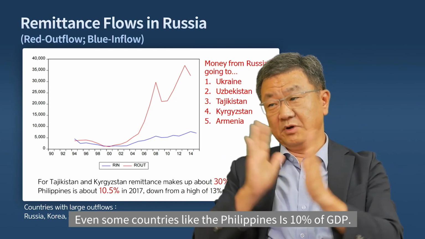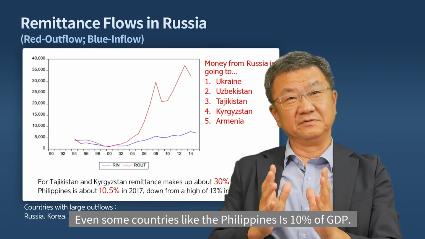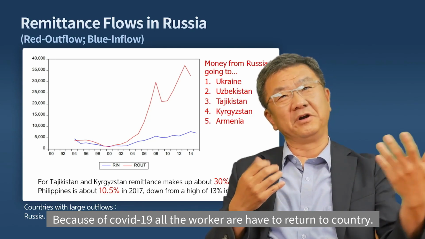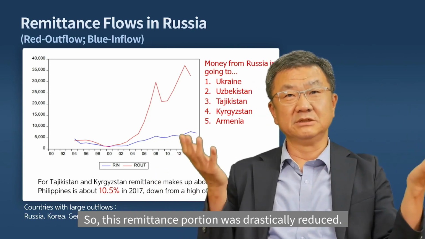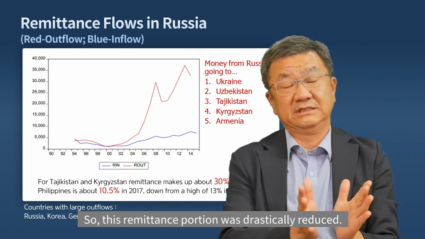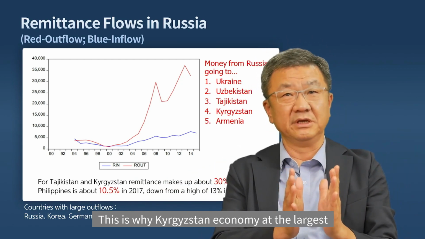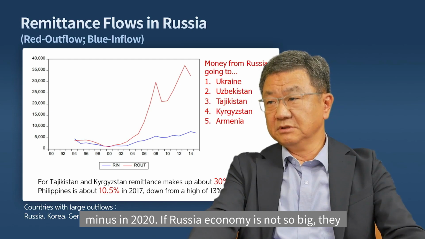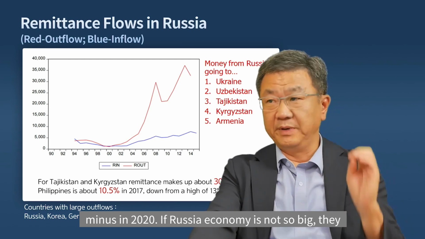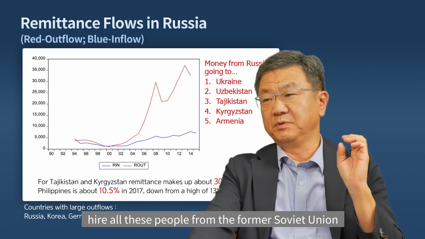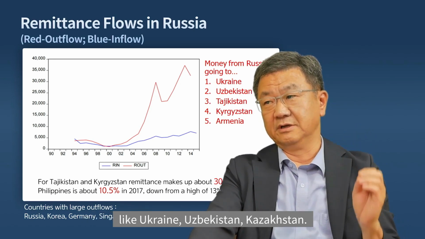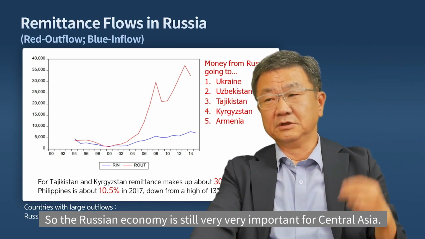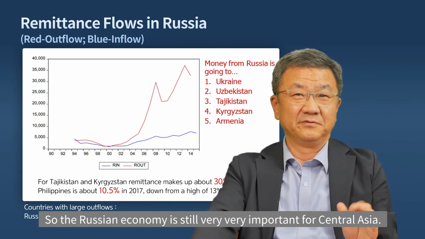Even some countries like the Philippines, it is 10% of GDP. But because of COVID, all the workers have to return to their country. So this remittance portion was drastically reduced. This is why Kyrgyzstan's economy had the largest minus in 2020. So even though the Russian economy is not so big, they hire all of these people from the former Soviet Union, like Ukraine, Uzbekistan, Tajikistan. They work in Russia and they send money back home. So the Russian economy is still very, very important for Central Asia.